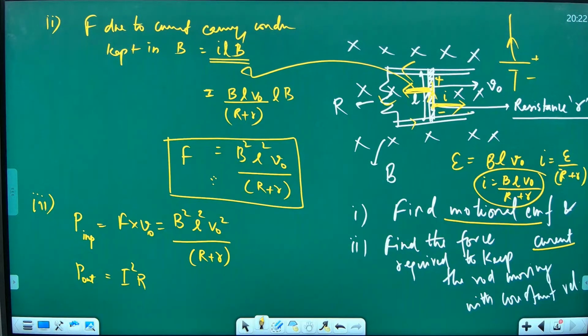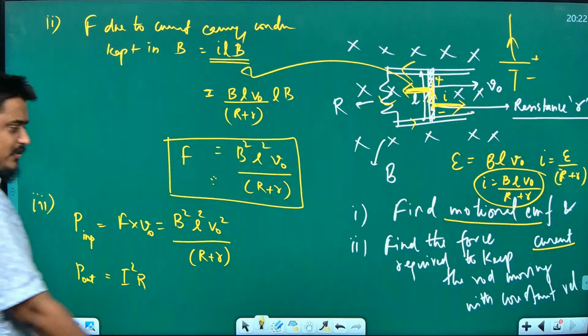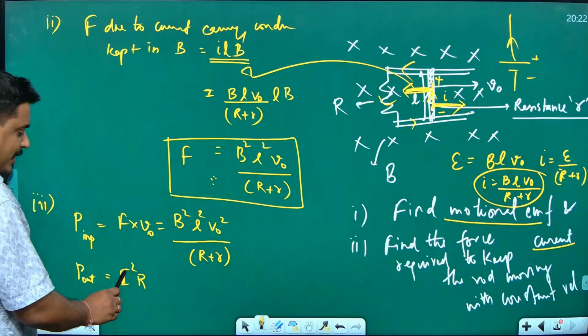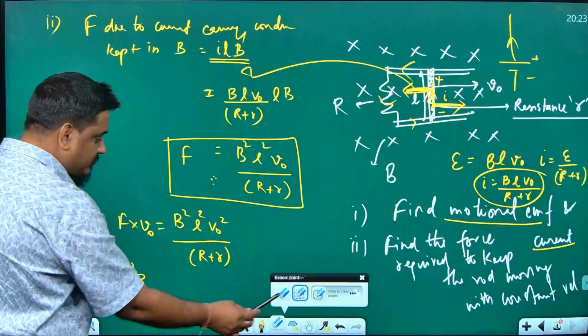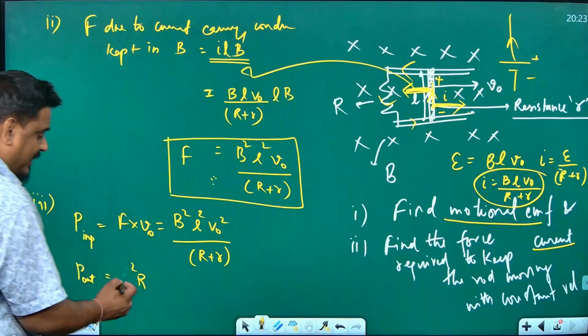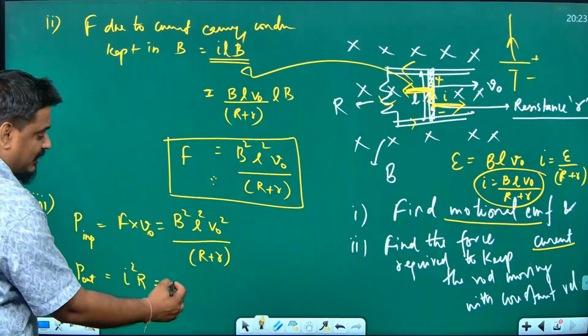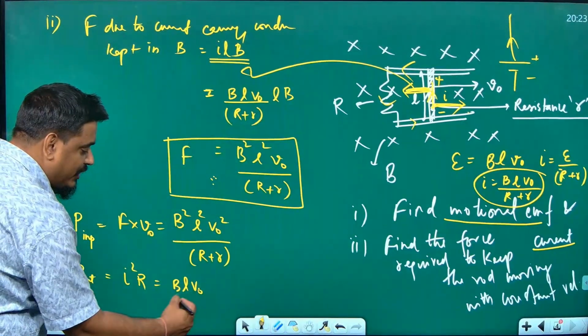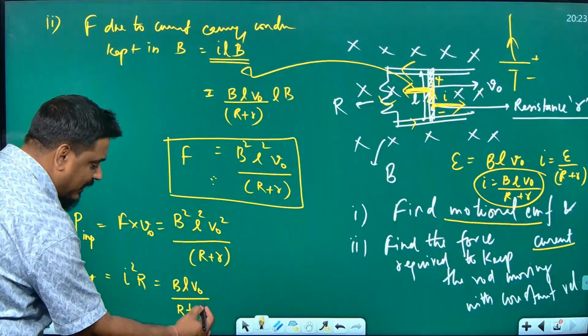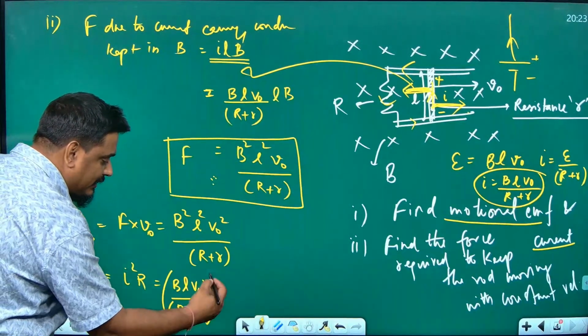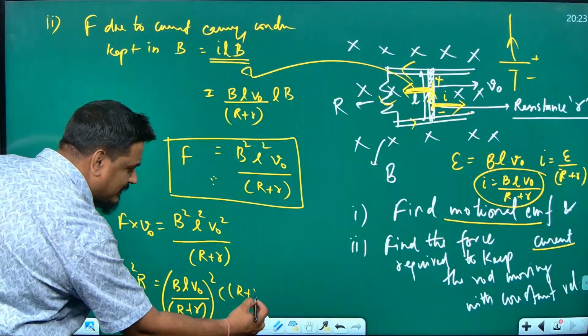Power is equal to I square R. You may not know this formula: P is equal to VI, or P can be written as I square R. I hope you remember this. So I square R. What is I? I is BLV naught by R plus R, whole square, into R. R is what? R plus R.